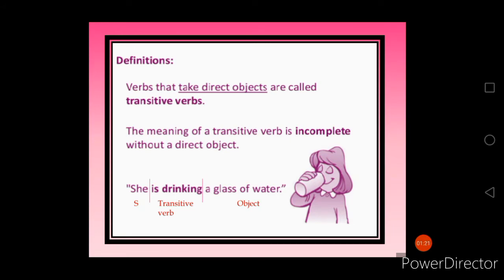Why we consider this as an object? Because it answers the question what she is drinking. What she is drinking, ma? She is drinking a glass of water, right? So the glass of water is object.